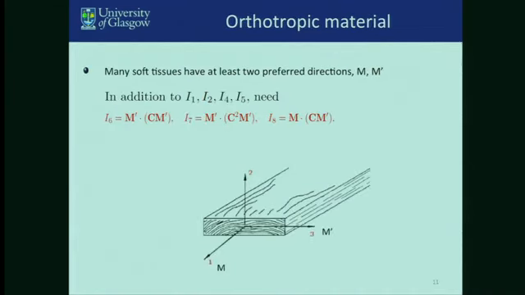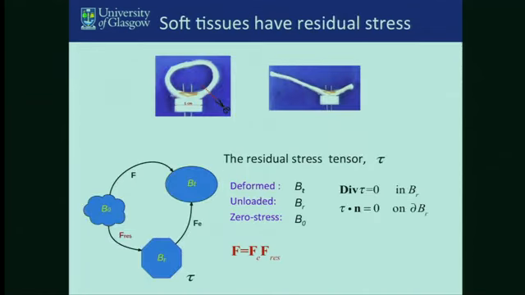And then, if you have an orthotropic material, that means you have at least 2, sometimes 3 preferred directions. Then you need to introduce more variables. So you have, for example, M and M prime, and then in addition you have I6, I7, I8, which is the interaction between the 2 directions, for example. And soft tissue, unfortunately, is orthotropic. And in addition, soft tissue has residual stress.